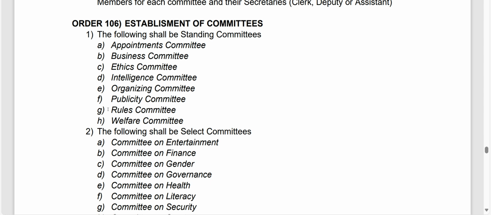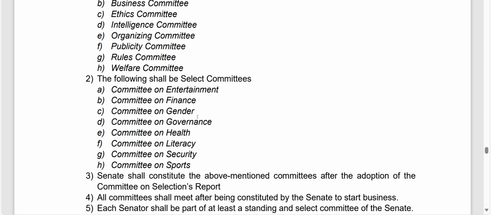The Rules Committee is called the Standing Orders Committee in the Parliament. So this one is chaired by the President of the Senate, and they also manage the standing orders. As I told you, there's the terminology. Over here it's called Rules Committee, but in the Parliament it's called Standing Orders Committee. So they have Welfare Committee as well, chaired by any senator.